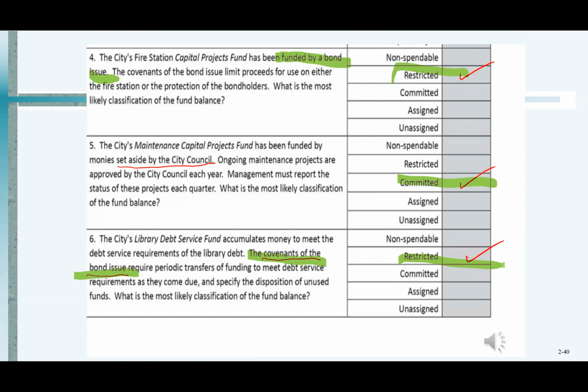And they're elected officials and not employees, and that's what makes them able to commit and set aside. Correct. Elected officials, not employees. Thanks for helping me work that out. Yeah, if it's employees, then it's going to be assigned.